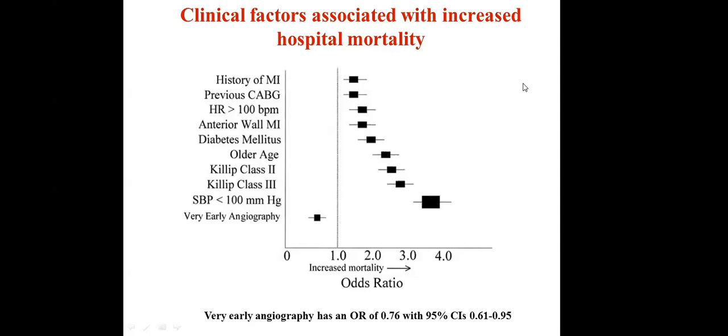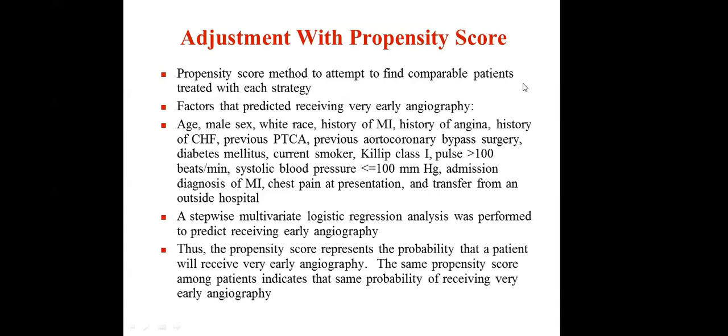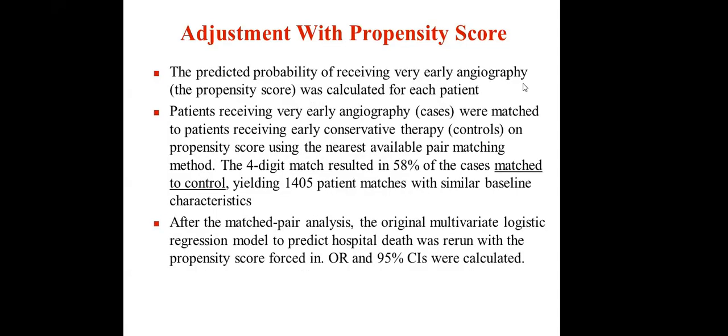But we're wondering about selection bias. Some of those might be involved in selection bias, but those are really implicated more in the outcome. So they did a propensity score. They looked at those variables that they initially threw in, did stepwise multivariate logistic regression, and got a propensity score for each person. And that's the probability that they would receive early angiography versus not. So then the people receiving early angiography are called cases, and they were matched to those not receiving it, called controls, using nearest available pair matching.